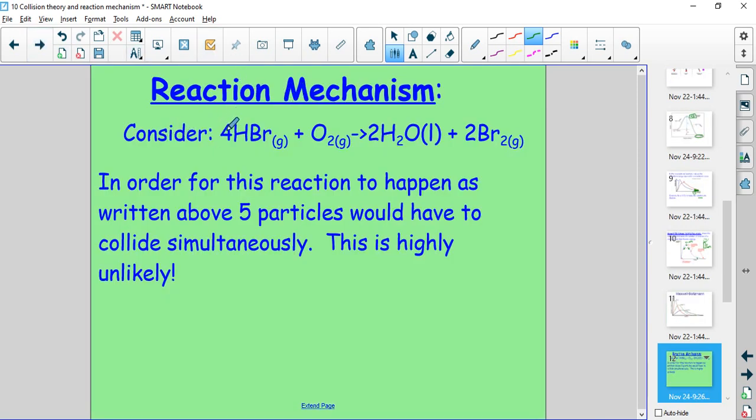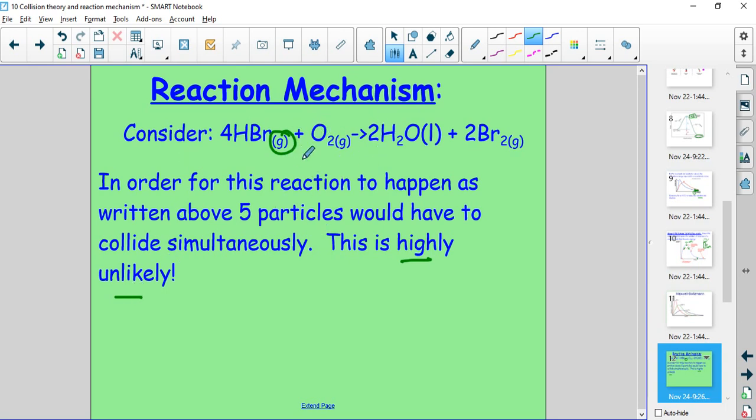Now let's look at a reaction like this. Consider the reactants. You have 4 hydrogen bromides, or hydrogen bromine, it is a gas, and you have 1 oxygen. All 4 would have to collide with one of the oxygens in 2 ways. They have to collide with the correct amount of energy and the correct orientation. Now that's in 3D space, randomly hitting each other at the exact orientation with the correct minimum activation energy. That's highly unlikely to all happen in one step.